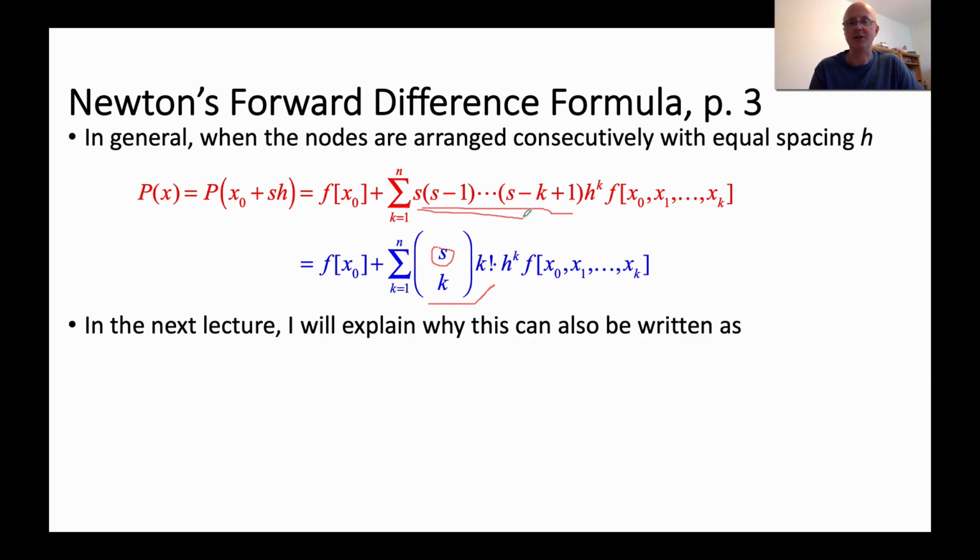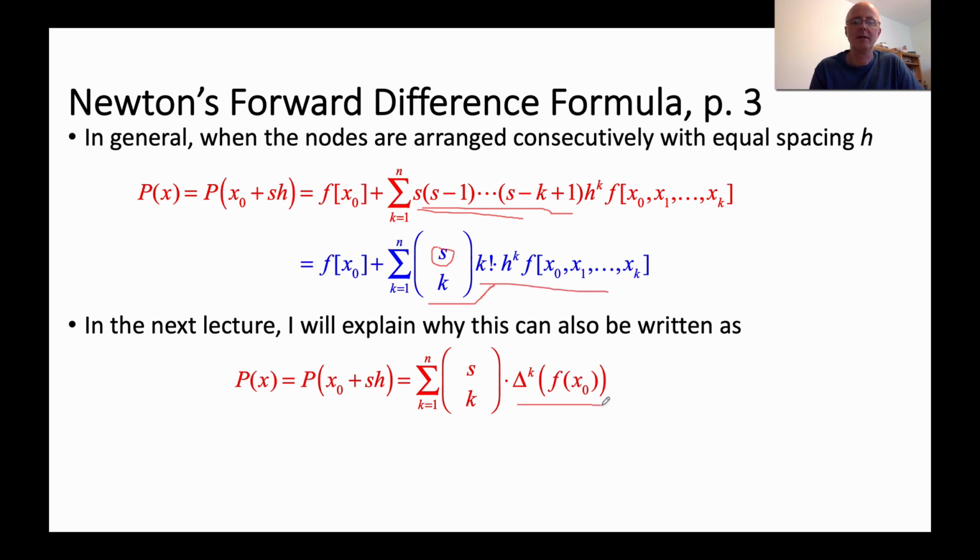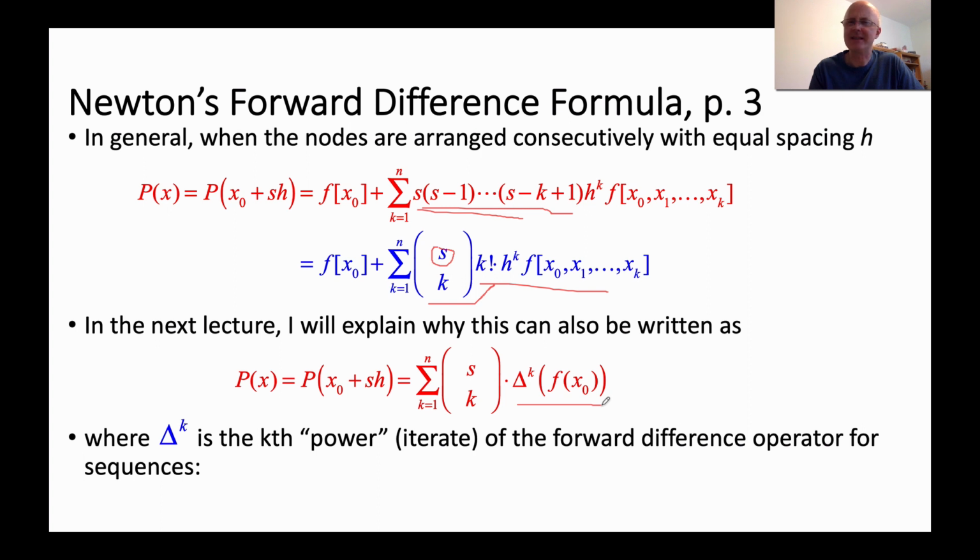In the next lecture, I will explain why this can be written in a different way. It can be written this way, where this part here gets replaced by this symbol here, and that delta to the k power, is it really a power? It depends on what you mean by power. It's really an iterate of something called the forward difference operator for sequences.